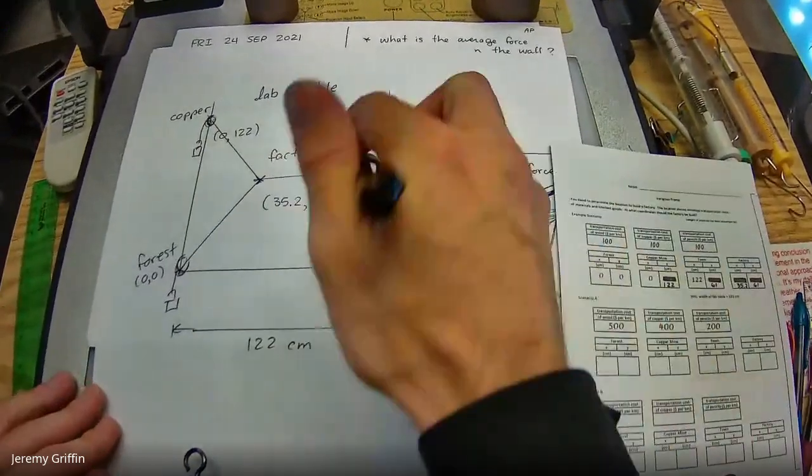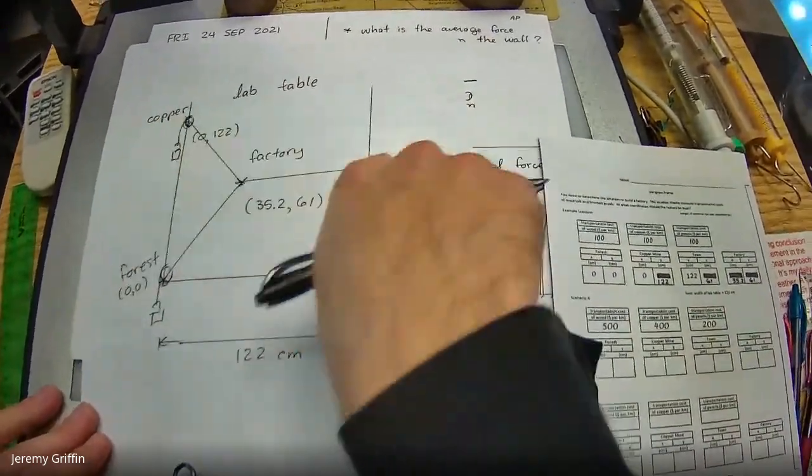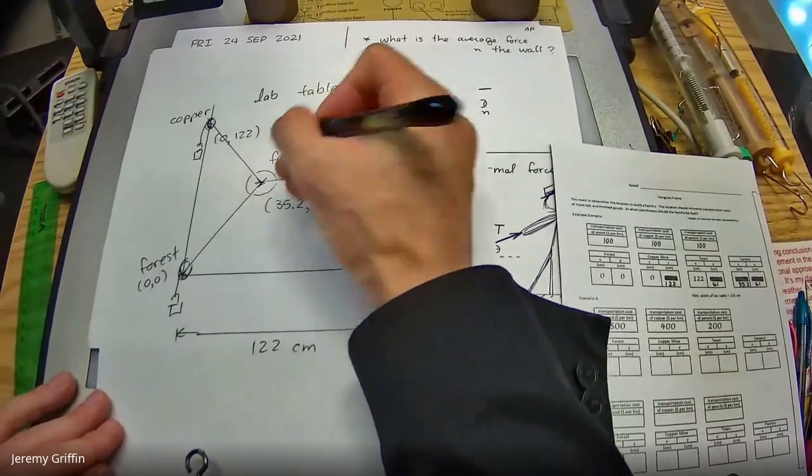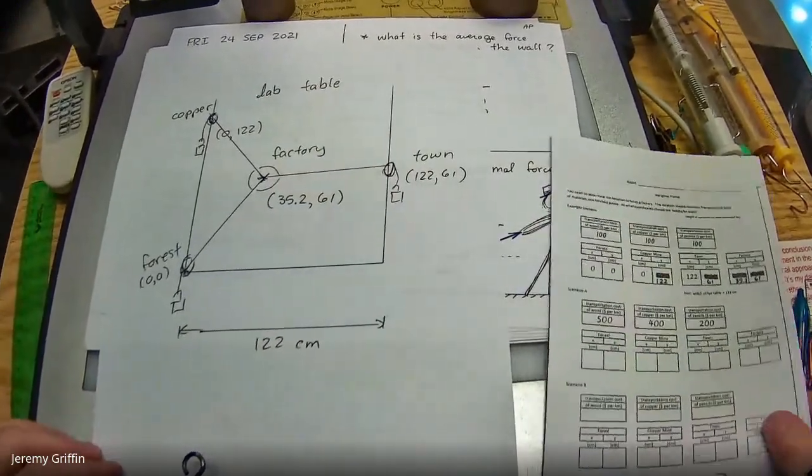Oh, and one more thing I want to point out is that since this is like an equilateral triangle, all these angles are 120 degrees each, so it ends up being a balanced system.